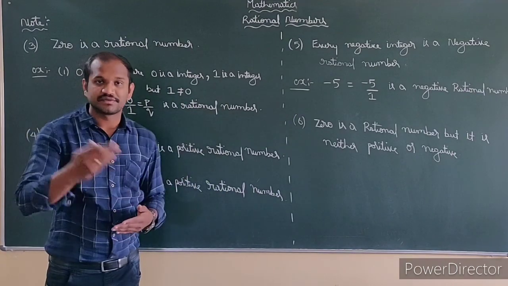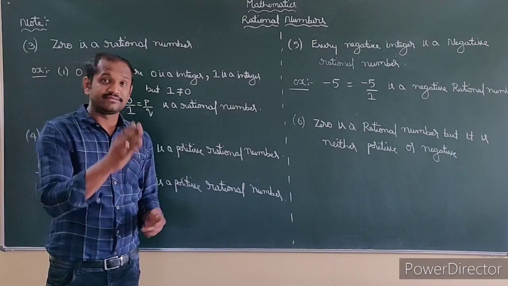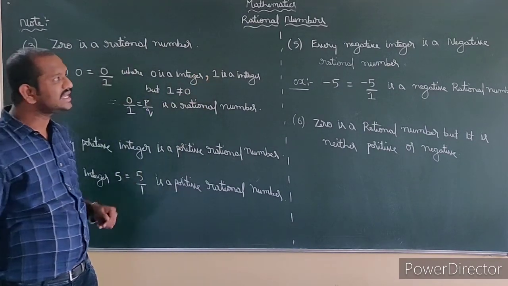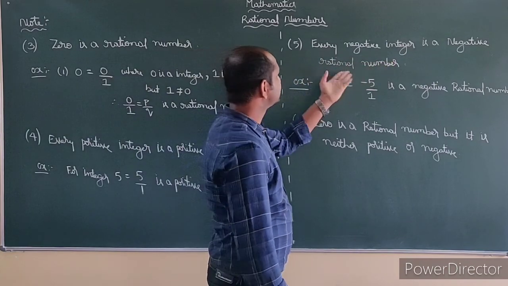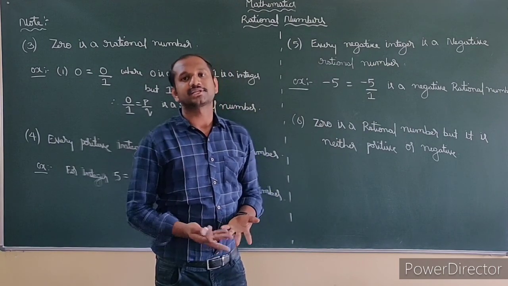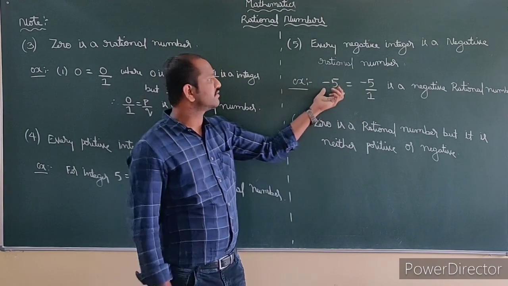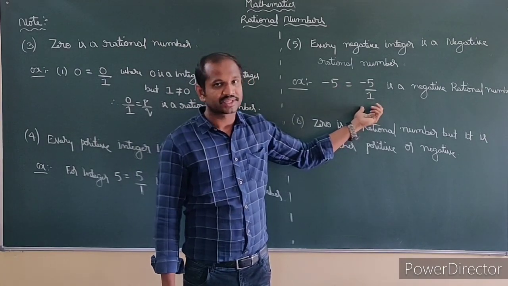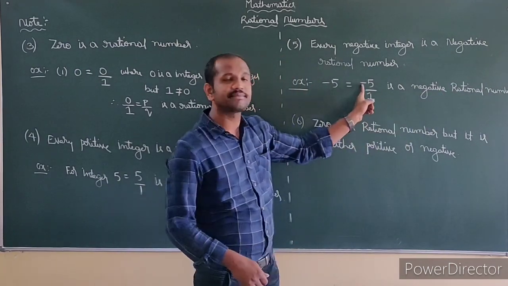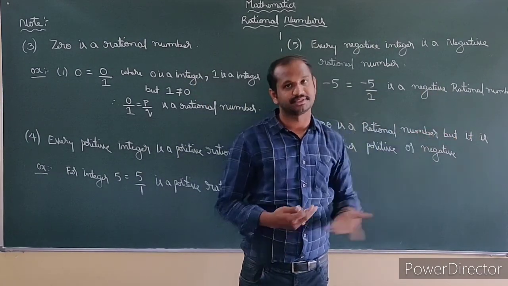Later in the exercise we will give a set of fractions and divide them into positive rational numbers and negative rational numbers. You will understand better there. Next, every negative integer is a negative rational number, no doubt. If an integer itself is negative, obviously the rational number also will be negative. The example is minus 5 that I have taken. Minus 5 can be written as minus 5 by 1, right? Minus 5 by 1 is a negative rational number. Why? Because we have a minus sign. P has a minus sign. Therefore, it is a negative rational number.